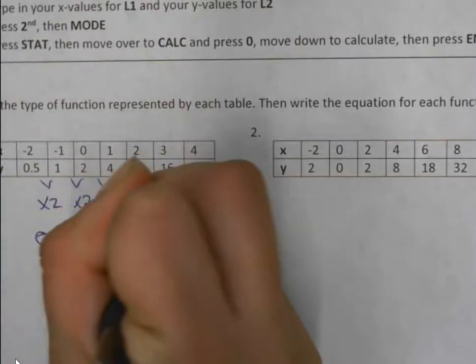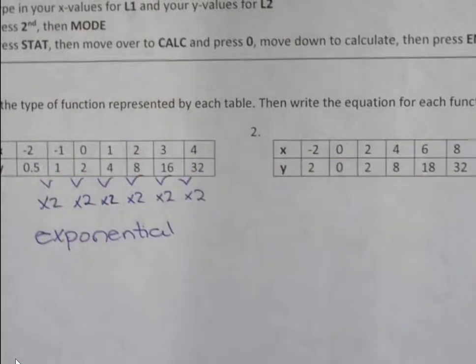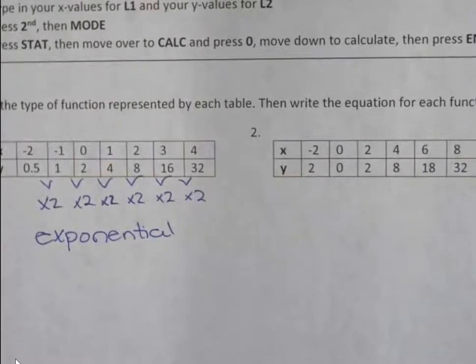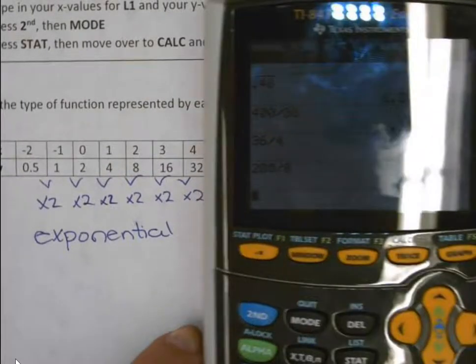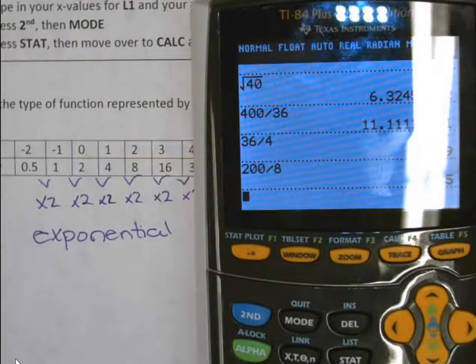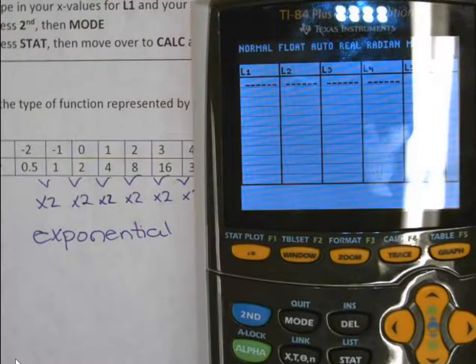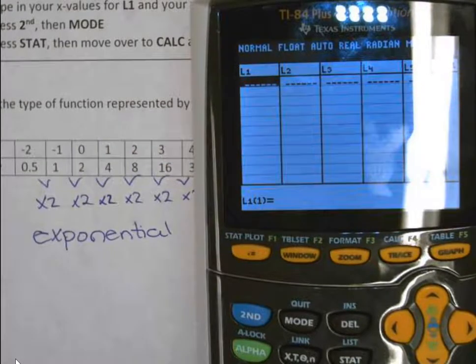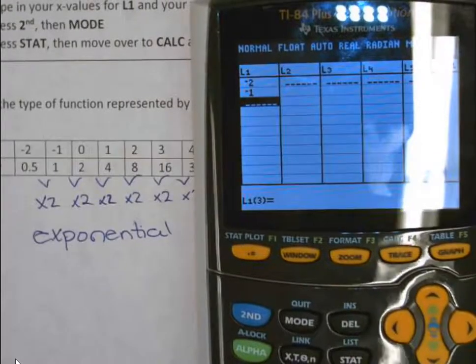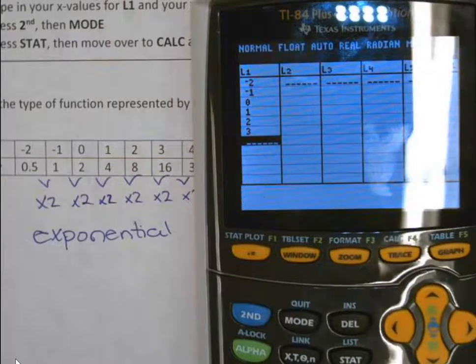So now that I know it's an exponential function, in my calculator I'm going to follow the steps at the top of the page. I'm going to start by pressing stat and then enter to put the values into my table. L1 is X, Y is L2.